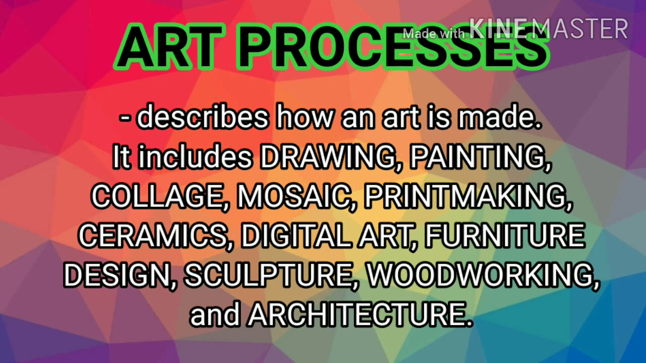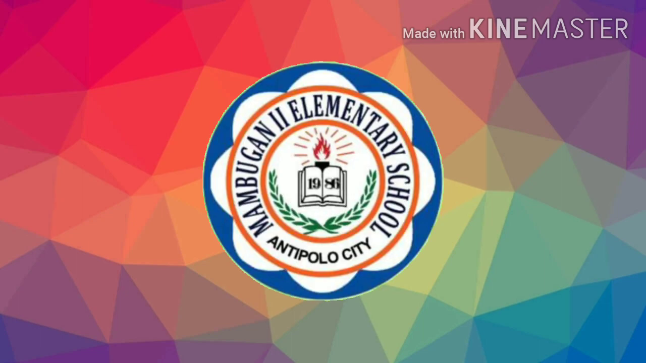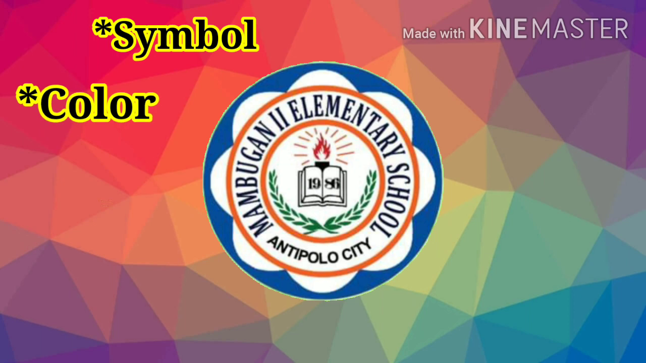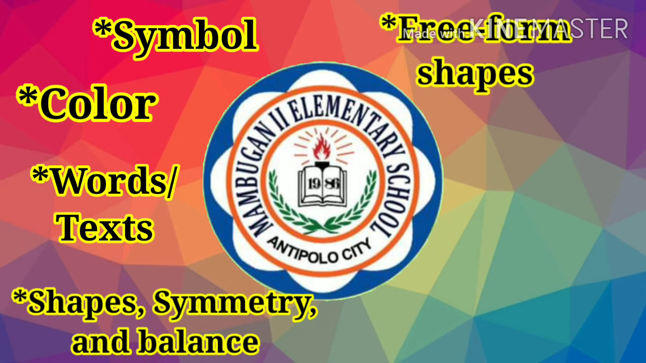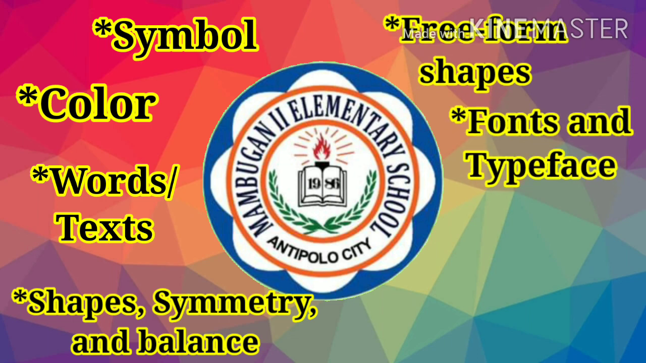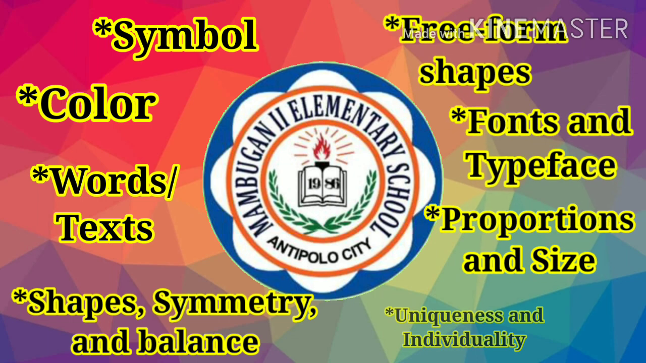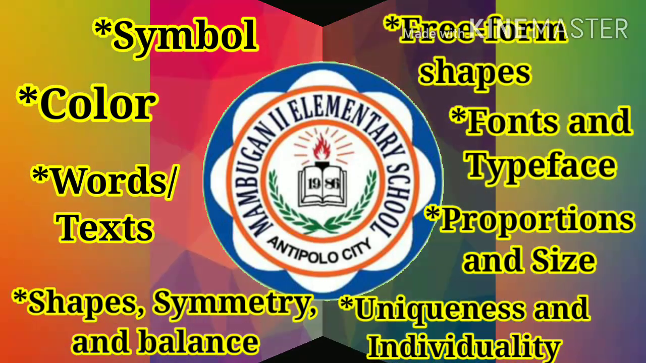Art processes describe how an art is made. It includes drawing, painting, collage, mosaic, printmaking, ceramics, digital art, furniture design, sculpture, woodworking, and architecture. Bear in mind also that a logo has the following: symbol, color, words or text, shapes, symmetry and balance, free-form shapes, font and typeface, proportions and size, uniqueness and individuality.